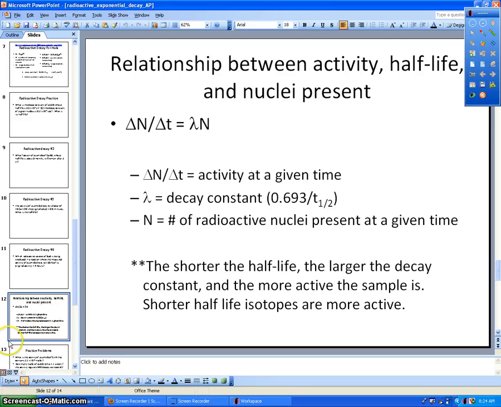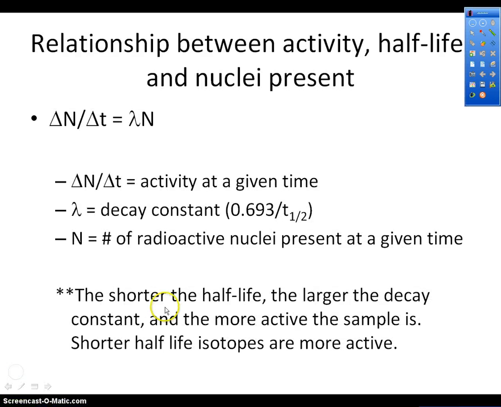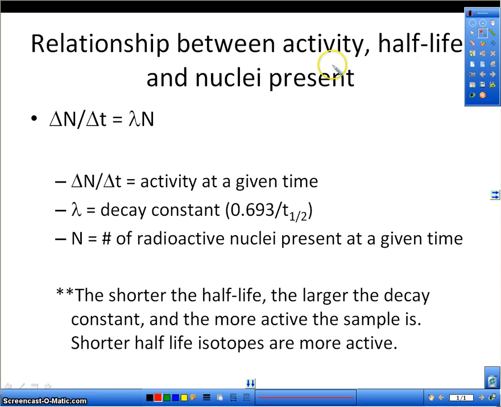Okay, so this is the last little section of this PowerPoint. It's just got a few problems to work, and then we should be done. So we've already done the formula about radioactive decay, the exponential formula, and this last little relationship talks about how you could figure out the activity if you happen to know how many nuclei are present at any given time.